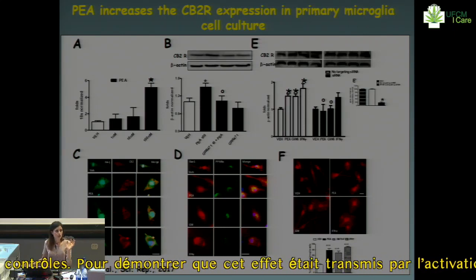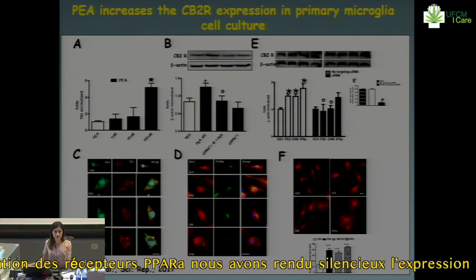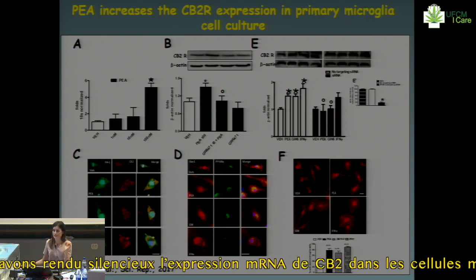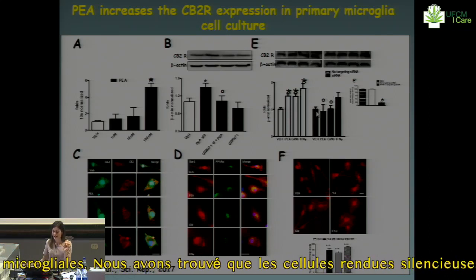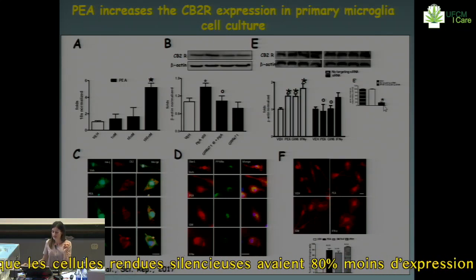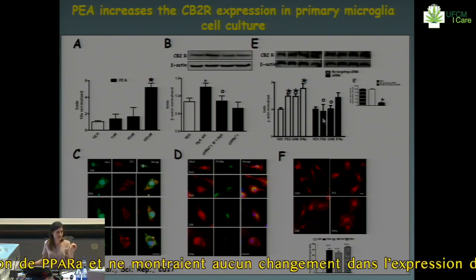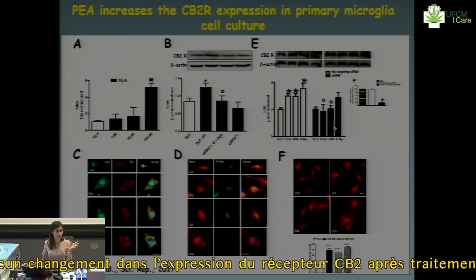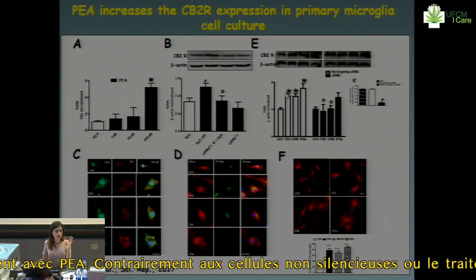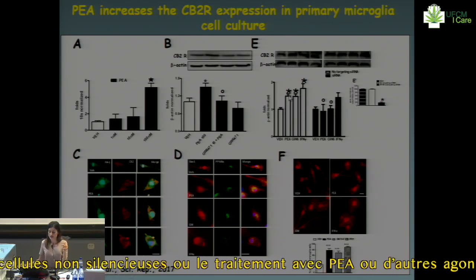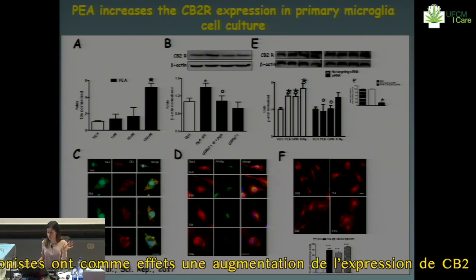At this point, to demonstrate that this effect was mediated by PPAR-alpha receptor activation, we silenced the mRNA expression of PPAR-alpha in the microglia cells. And we found that silenced cells, which had 80% less expression of PPAR-alpha, did not show any change in CB2 receptor expression after treatment with PEA, differently from non-silenced cells, where the treatment with PEA or with the other agonists significantly increased the expression of CB2 as compared to non-treated cells.